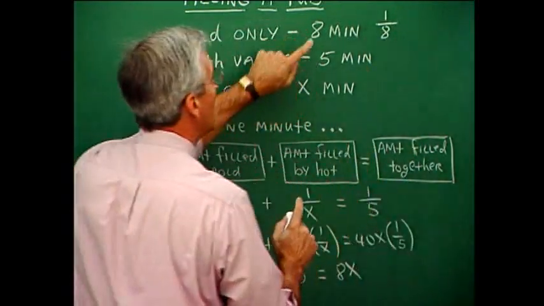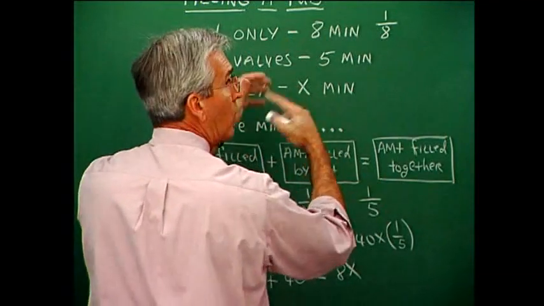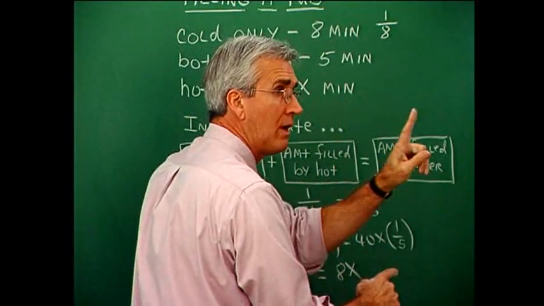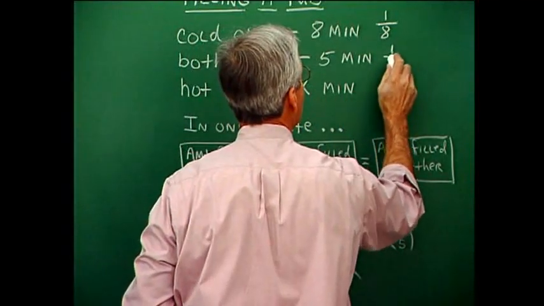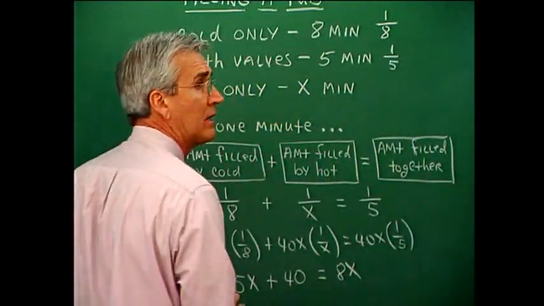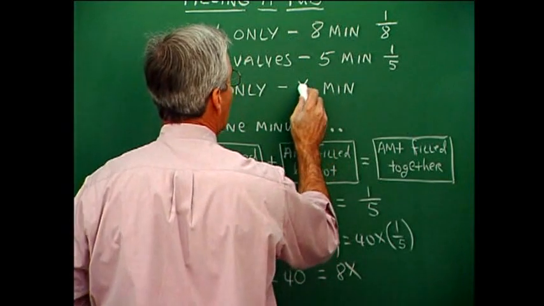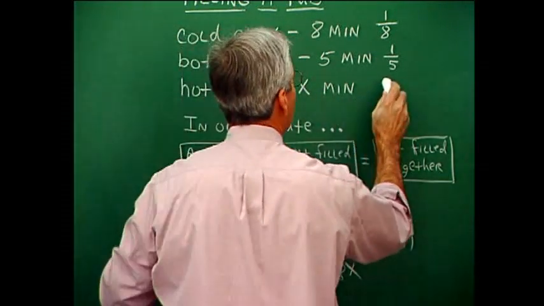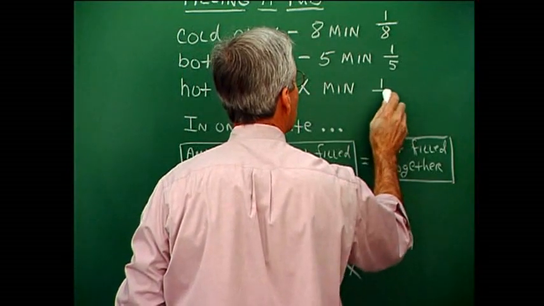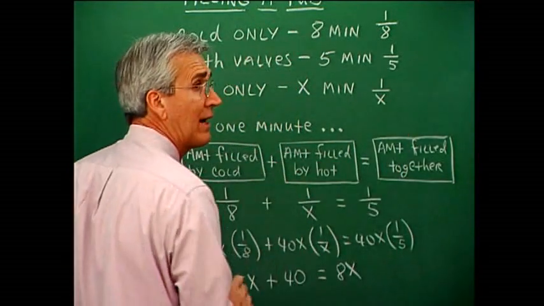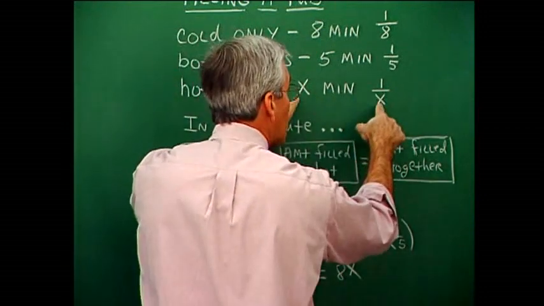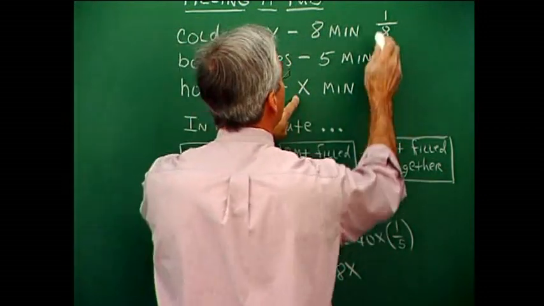That's the idea. With the two valves working together, it takes 5 minutes. How much of the tub is filled in 1 minute? Well, 1/5 of the tub is filled in 1 minute. Now, what about for X minutes, for the hot water? See, it doesn't matter how many minutes here. The fraction of the tub that is filled in 1 minute is this fraction. You see, if this number is 6, then 1/6 of the tub is filled in that 1 minute time frame.